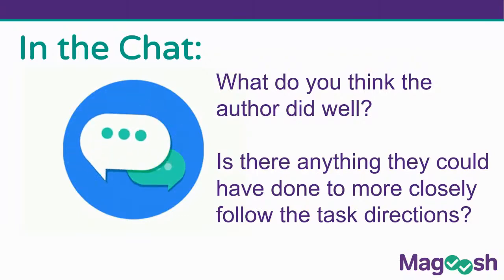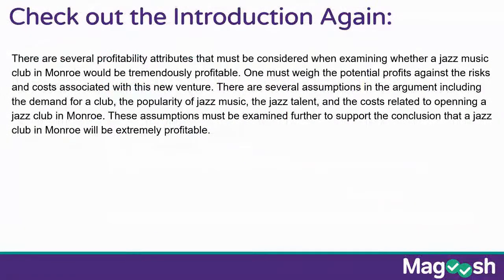All right, so if we just look at the introduction one more time, take a second and read through what we have here. We could look at each and every piece of the essay again. We really don't need to, because this introduction does a very good job of previewing what the author is going to do. And what I'd like to draw your attention to is what's highlighted here: one must weigh the potential profits against the risks and costs associated with this new venture. There are several, and there's the word, assumptions in the argument, including the demand for a club, the popularity of jazz music, the jazz talent, and the costs related to opening a jazz club. And then these assumptions must be examined. So already that's great, because it's mirroring the language that was in the prompt directions.